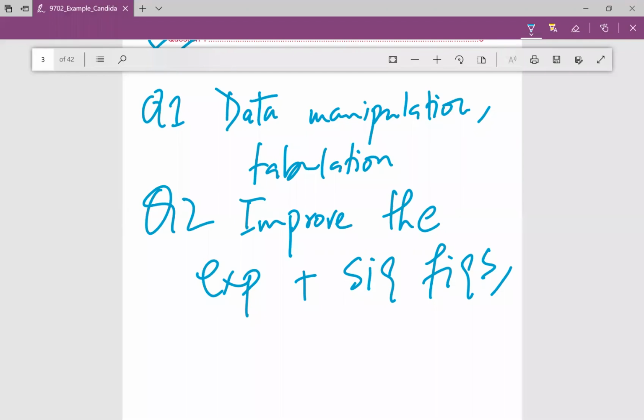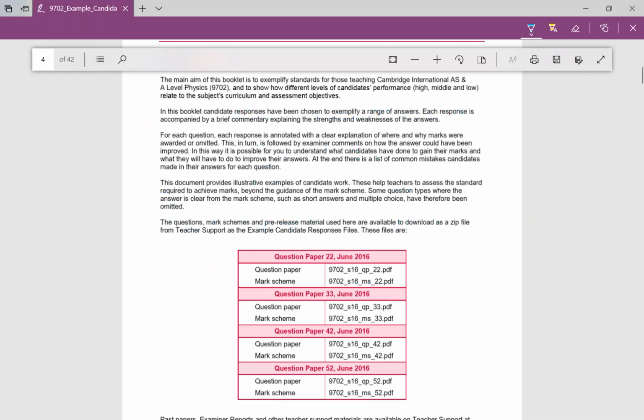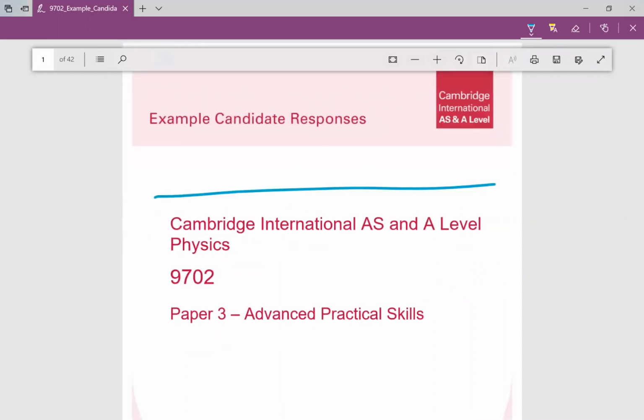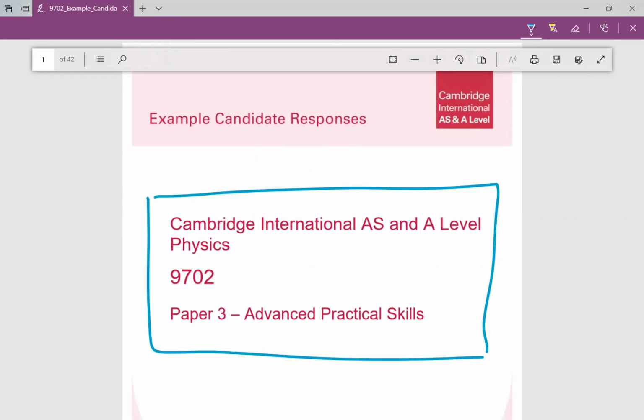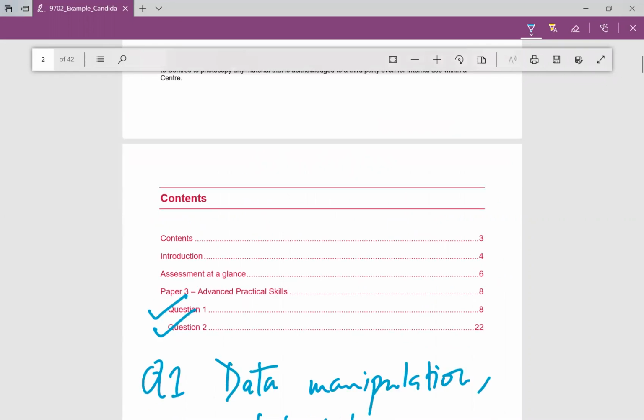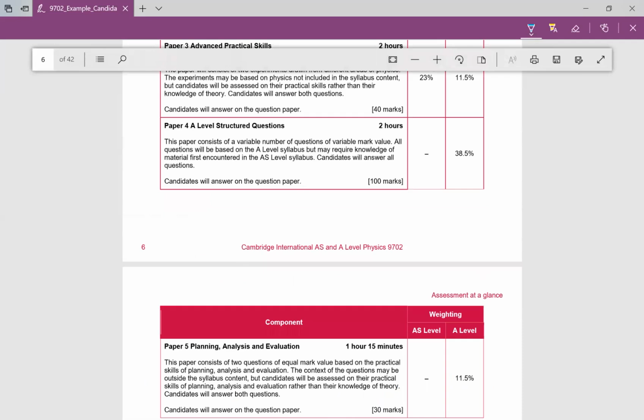Okay, so as far as paper 3 is concerned, let's look at question number 1. What I have in front of you is an example candidate response that I discussed with my class, and I felt it was very useful for everyone, because there are certain things that you need to know when looking at paper 3. So let's look at question number 1 here.